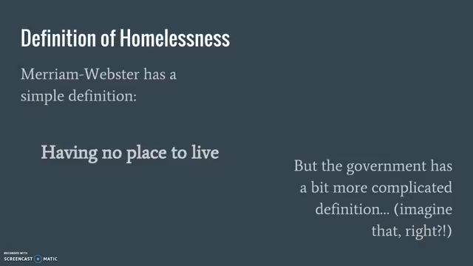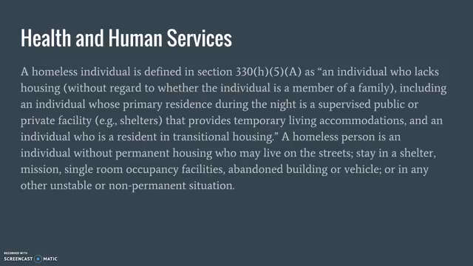But the government, being the government, of course, has a bit more complicated definition. Hard to imagine. According to one department, Health and Human Services, a homeless individual is defined in section blah blah blah as an individual who lacks housing without regard to whether the individual is a member of a family, including an individual whose primary residence during the night is a supervised public or private facility, like shelters, that provides temporary living accommodations, an individual who is a resident in transitional housing. So that could be like a halfway house getting out of jail or a rehab facility, perhaps something like that.